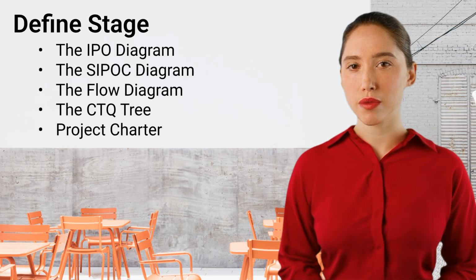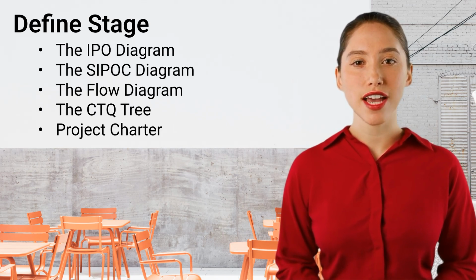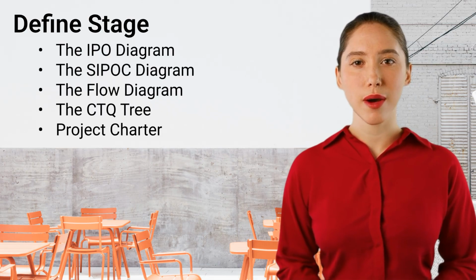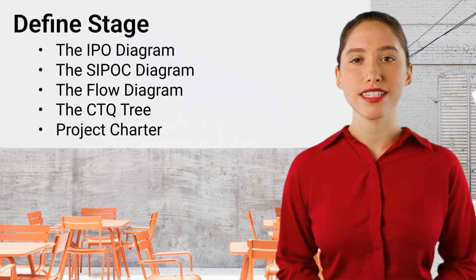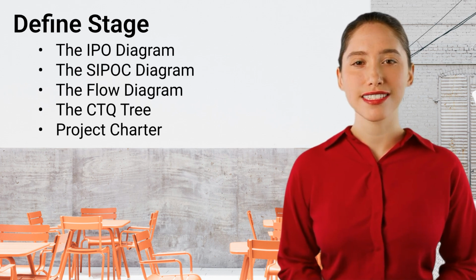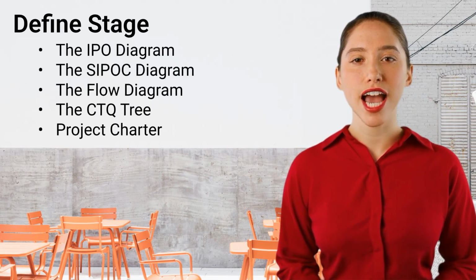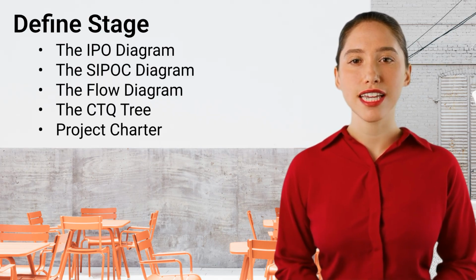In this session, we will take a detailed look at the 5 most widely used tools to define and scope a process improvement initiative. The IPO diagram, the SIPOC diagram, the flow diagram, the CTQ tree, and finally, the project charter. By the end of this session, you will be able to explain what each tool does, when to use it, and how to construct one for your own projects. You will also design a beginning project charter.